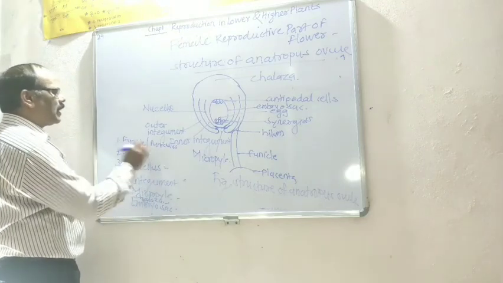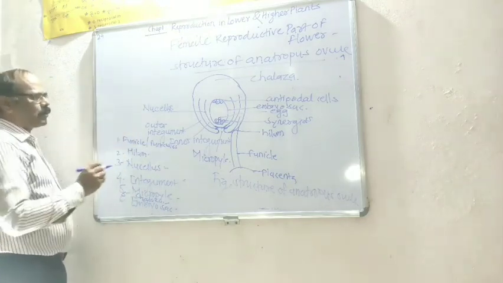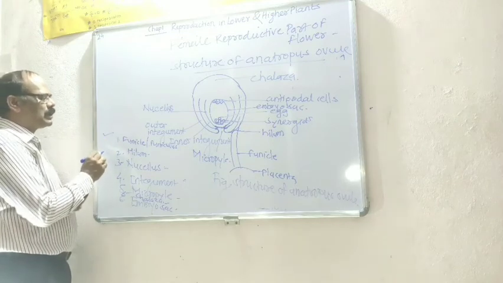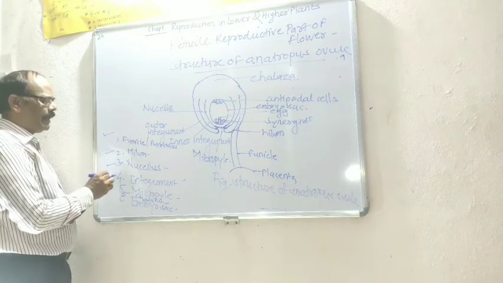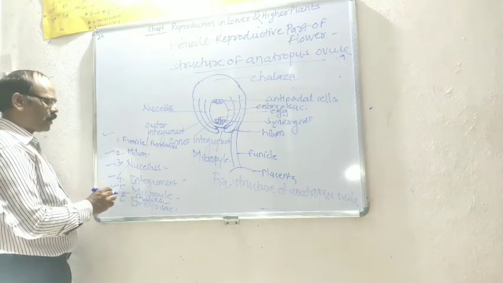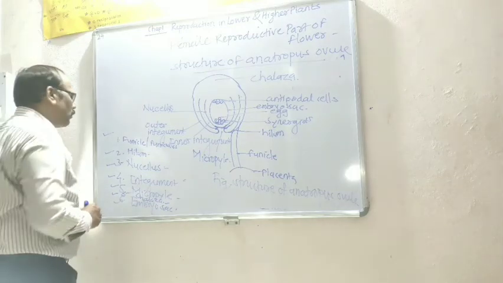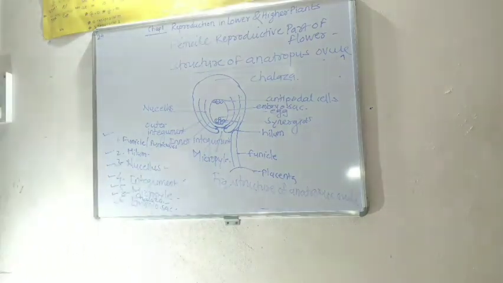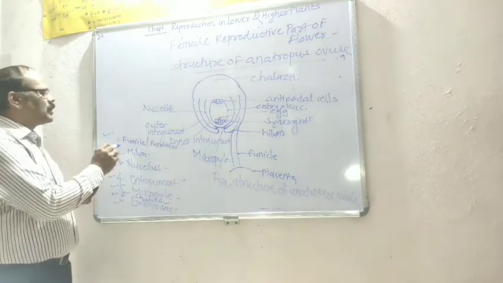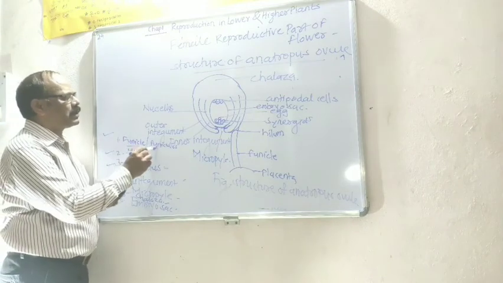These are the parts related to the anatropous ovule: funicle or funiculus, hilum, nucellus, integument, micropyle, chalaza and embryo sac. First we see the funicle or funiculus.